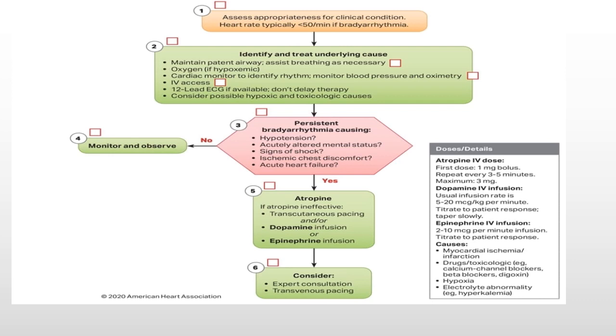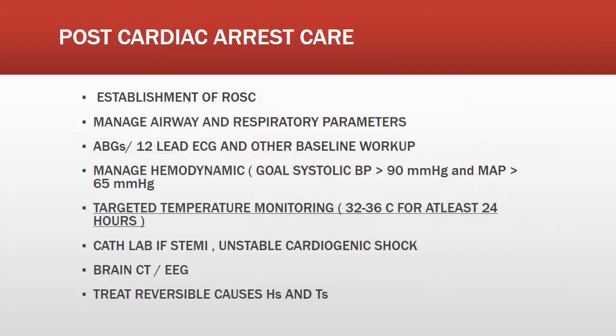and treat the causes. So the causes of bradycardia are mentioned in this box, which can be myocardial ischemia or infarction, drugs and toxicologic agents such as calcium channel blocker, beta blocker and digoxin, hypoxia and exercise induced hypoxia, and electrolyte abnormalities, for example hyperkalemia.